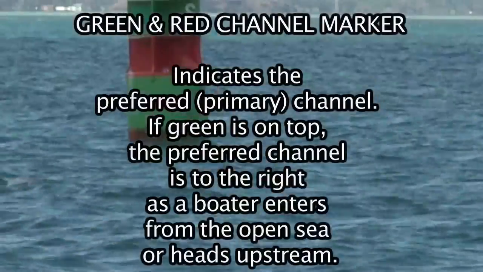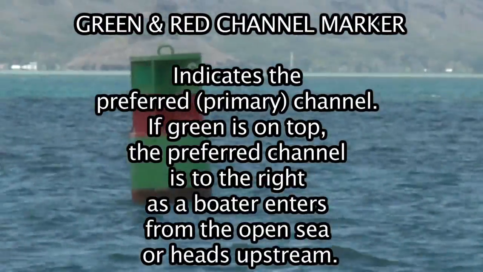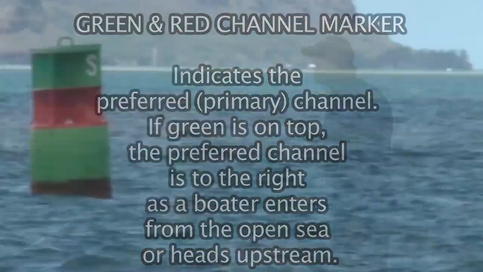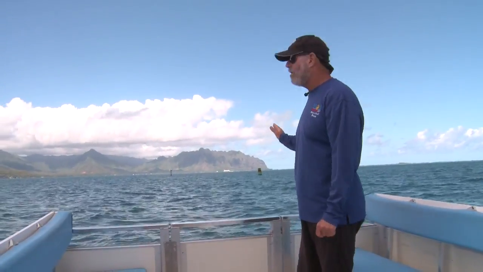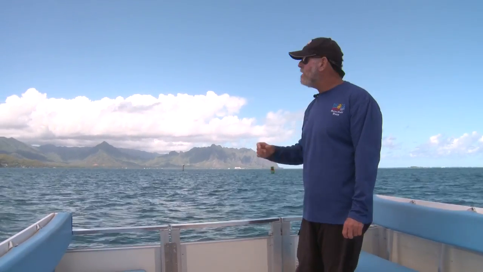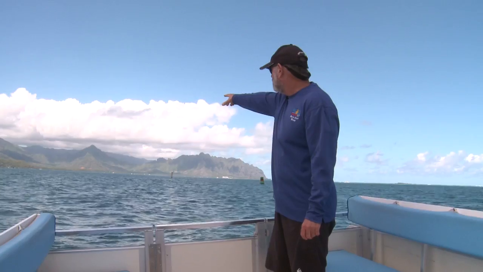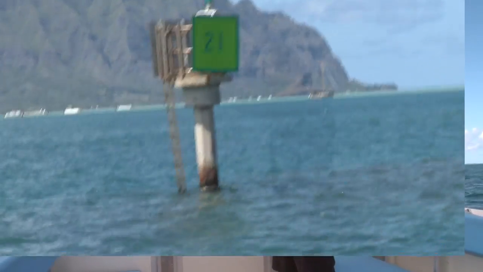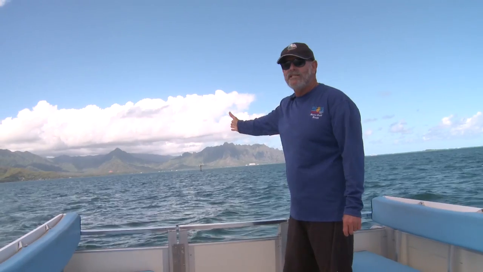If you look ahead of us, you'll see a green and a red marker. That's confusing to people, but what it is, is an intersection of channel markers. The marker that we want to be in is dead ahead of us. Look ahead and you'll see 21 way up there. That's the channel we want to stay in.